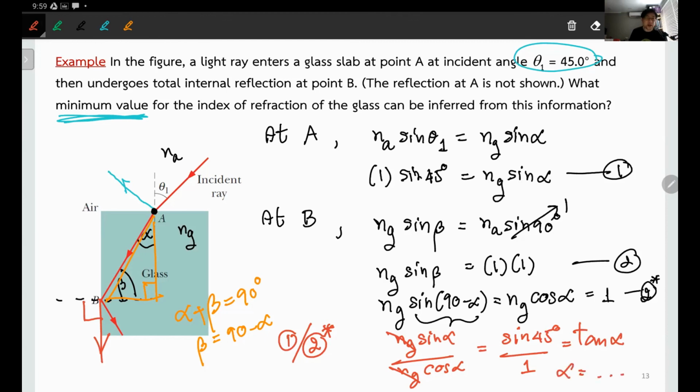But you need a calculator now. I don't know the value either, but you say tan of alpha equals sine 45, which is maybe root 2 over 2. And then you can punch the calculator to figure out alpha. Once you get alpha, then you can just substitute this alpha back into whatever equation, 1 or 2 stars. That's up to you now. Okay, once you know alpha, plug it back in, you can figure out n sub g, and then you're done.